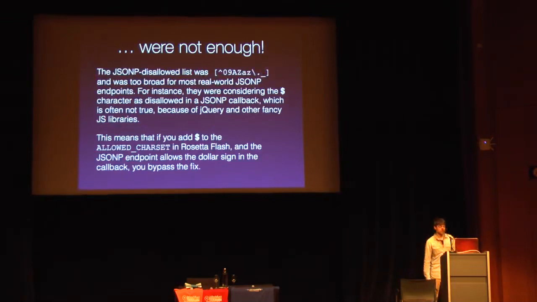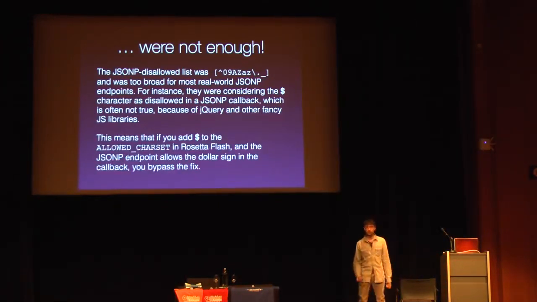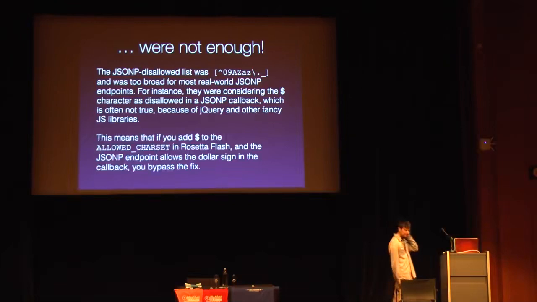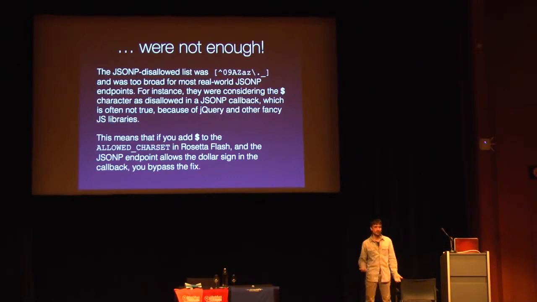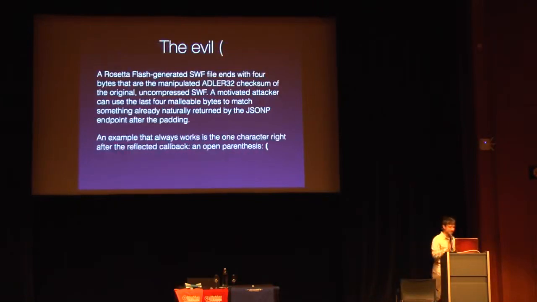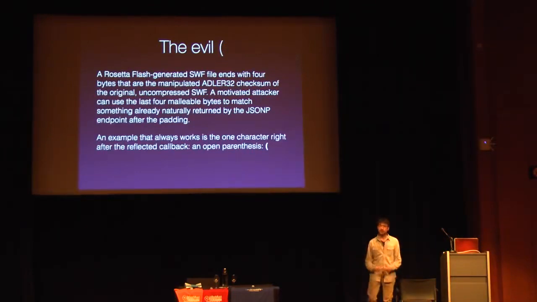This was not enough. The JSONP allowed list was basically the negation of alphanumeric, point and underscore. But this is too broad for most real-world JSONP endpoints, because a lot of them, for example, allow the $ sign because of jQuery and other fancy JavaScript libraries. So if you add the $ sign to the allowed char set of Rosetta Flash, you would bypass the fix very easily. But you actually don't have to do that. There's a slightly more subtle way of doing that, by exploiting something that naturally occurs in the response of a JSONP endpoint, which is a parenthesis.